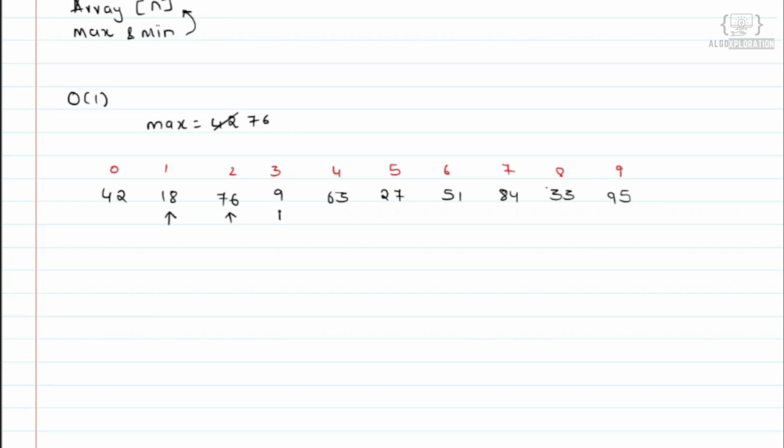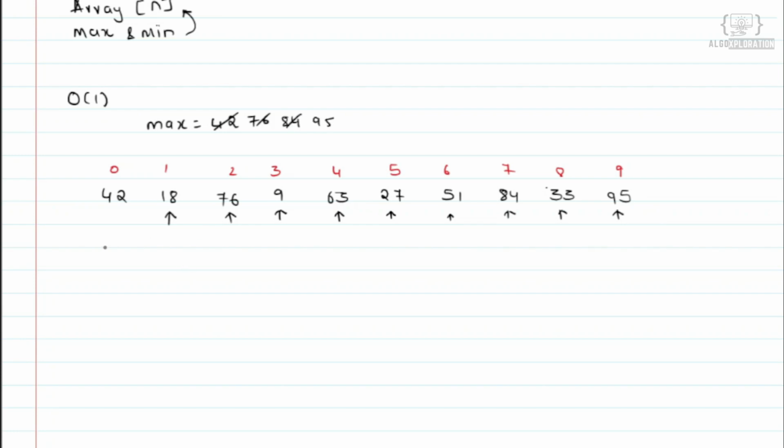Then again increment the I, not greater; increment the I, not greater; increment the I, not greater; increment the I, not greater; increment the I, yes it is greater than 76, then update it to 84. Now again increment the I, 33, not greater; increment the I, 96, it is greater, so update.